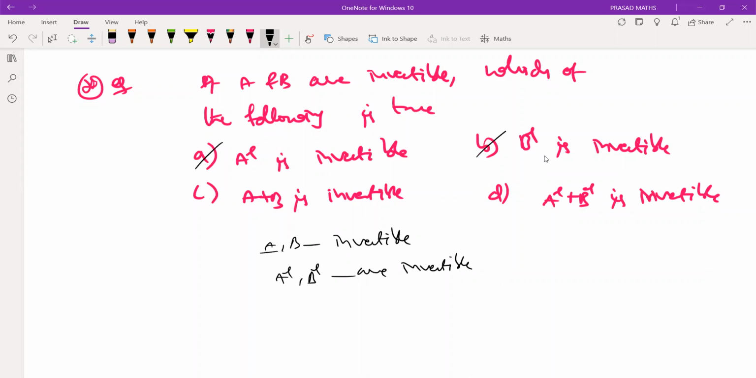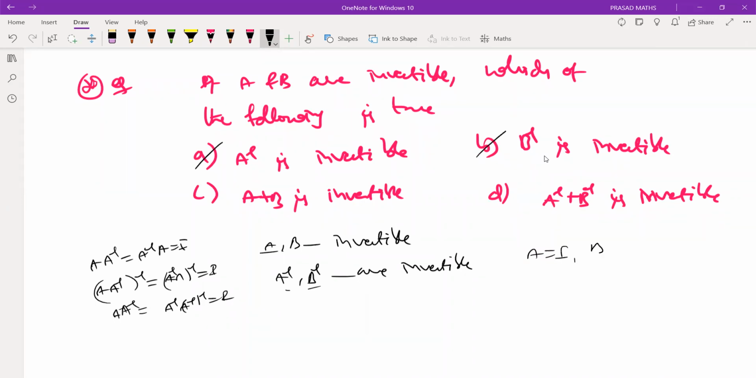Once A is invertible, A into A inverse is equal to I. That means you take the inverse on both sides. I inverse is I. Therefore, A inverse whole inverse is A. Therefore, A inverse is invertible. Similarly, B inverse is invertible. Now, what about A plus B? Need not be invertible, because you can take A equals I, B equals minus I.